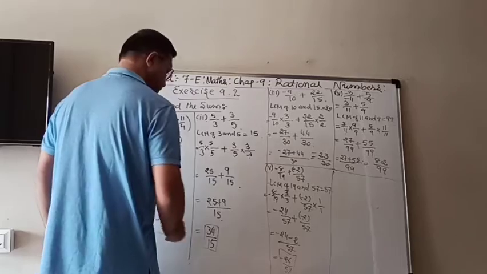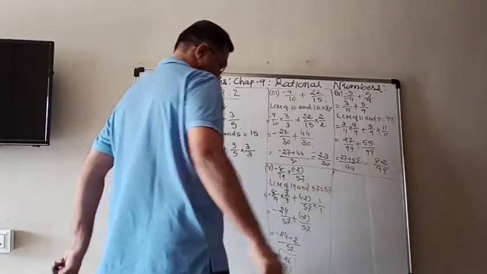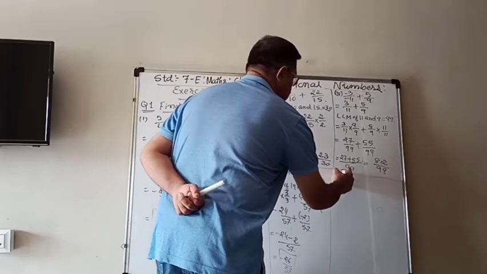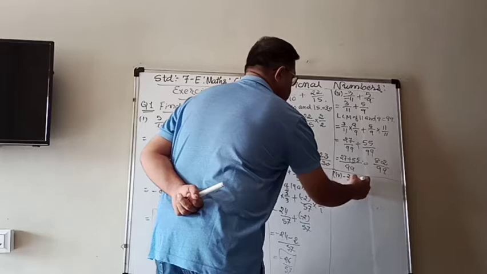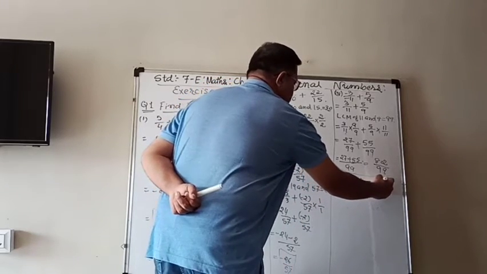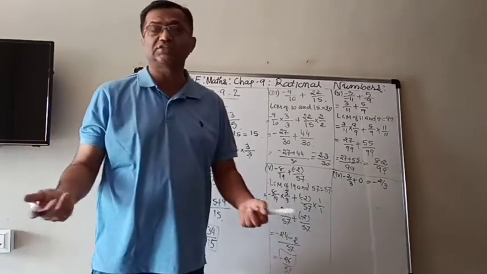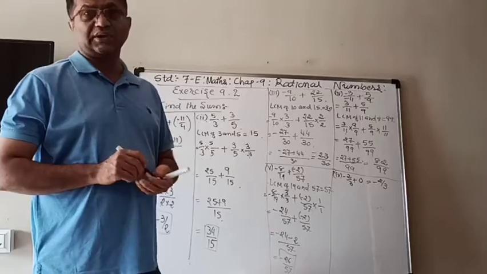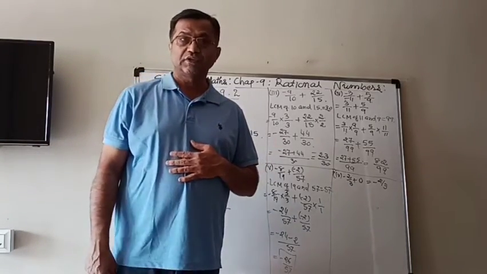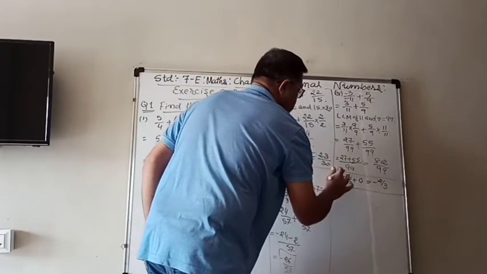So let's take another one, the sixth one. Sixth one is minus 2 upon 3 plus 0. But we don't have to do anything, because when you add 0, 0 is the neutral number, the additive identity. So that is the answer. So we will do the last, seventh one.